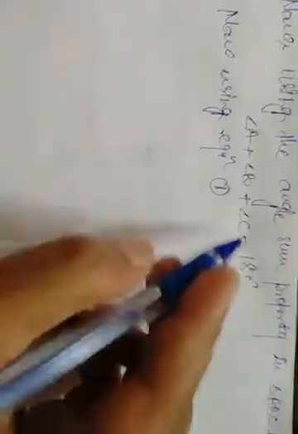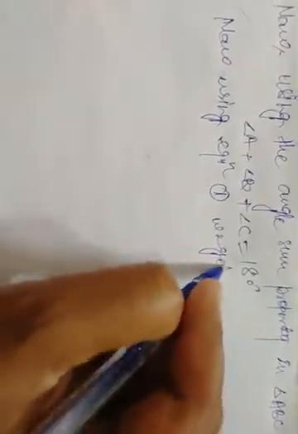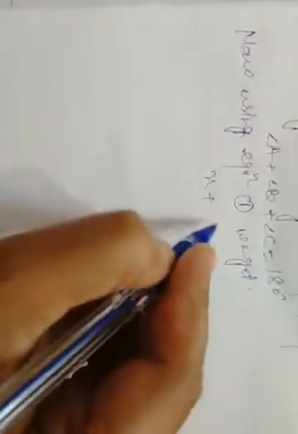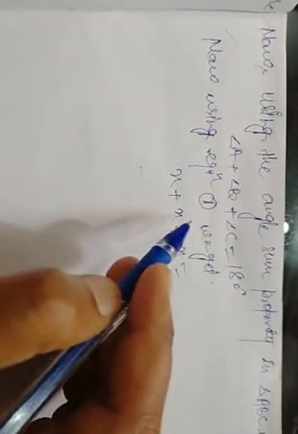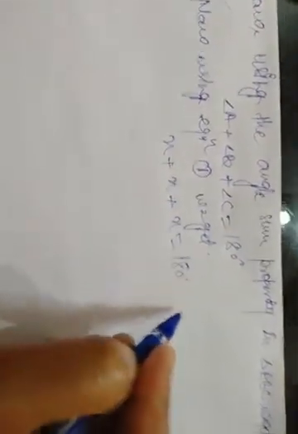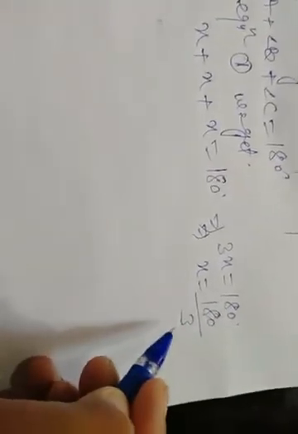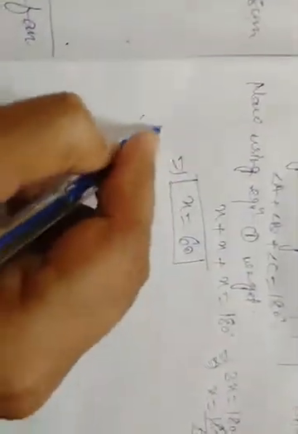Now, using the equation, we get x plus x plus x is equal to 180. So we have 3x is equal to 180, that is x is equal to 180 upon 3. So we get 60. So the value of x is equal to 60.